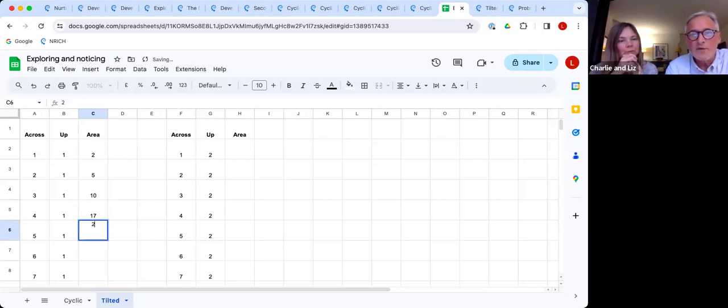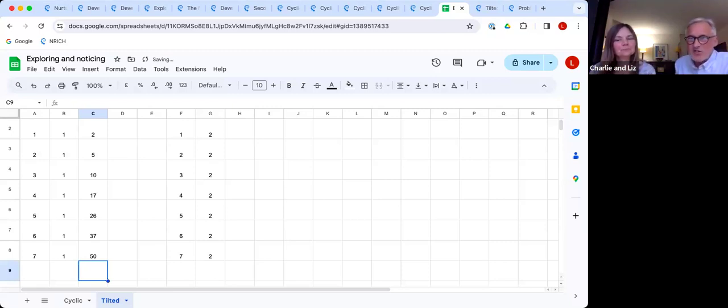17, 26. What do you notice about these numbers? So again, on the chat, can you tell us what you notice about the results when you go from one vertex to another by going across and then just one up?